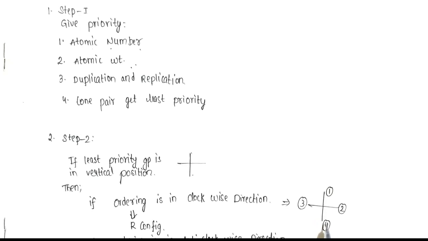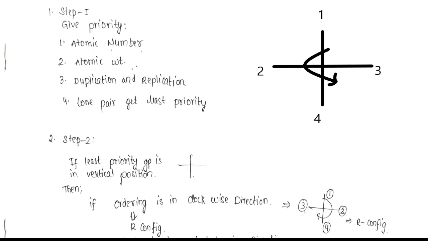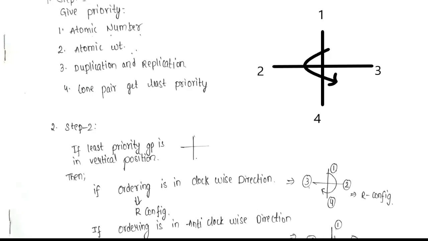So now removing this least priority group, that is removing this 4, we have to see whether 1, 2, 3 is in clockwise direction or anti-clockwise direction. Here 1, 2, 3 is in clockwise direction. So as it is in clockwise direction, it is an R configuration. If numbering is like this, here 1, 2, 3 are in anti-clockwise direction and least priority group is in vertical position. So this is S configuration.